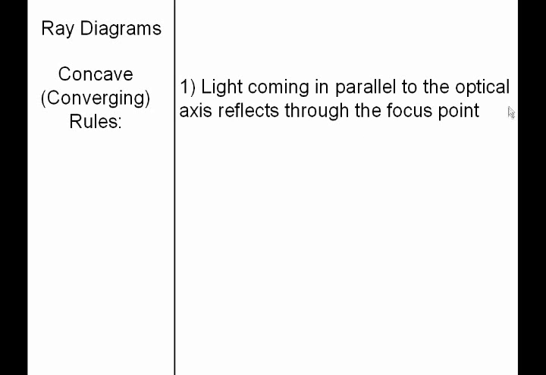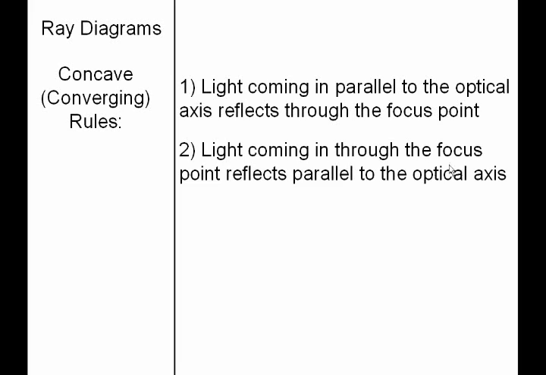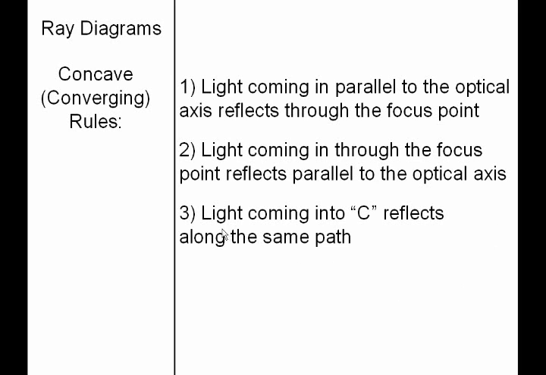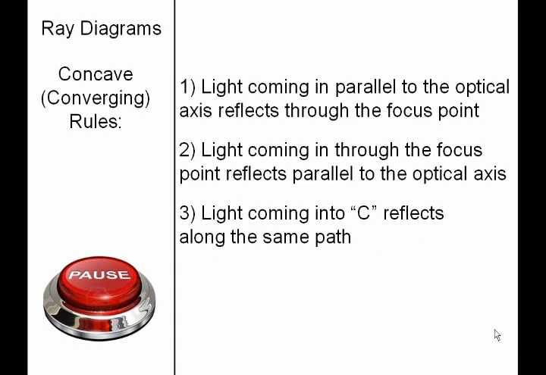Light ray diagrams. We have a couple rules for light ray diagrams for each of the mirrors. We'll do the concave mirror rules first. Light coming in parallel to the optical axis reflects through the focus point. Light coming in through the focus point reflects parallel to the optical axis. Notice that these two rules are opposites of each other. That helps us remember them easily. Rule number 3, light rays coming into C reflect along the same path. Pause and copy.